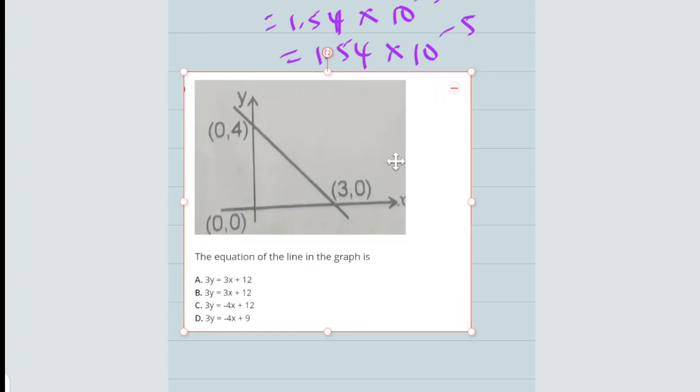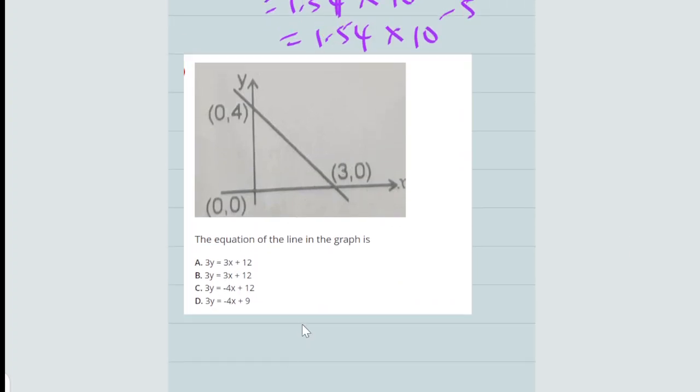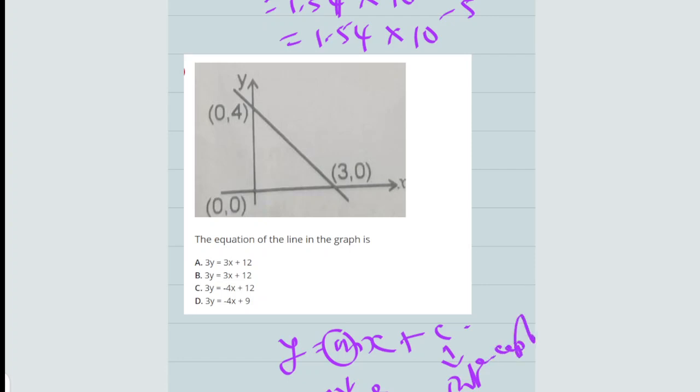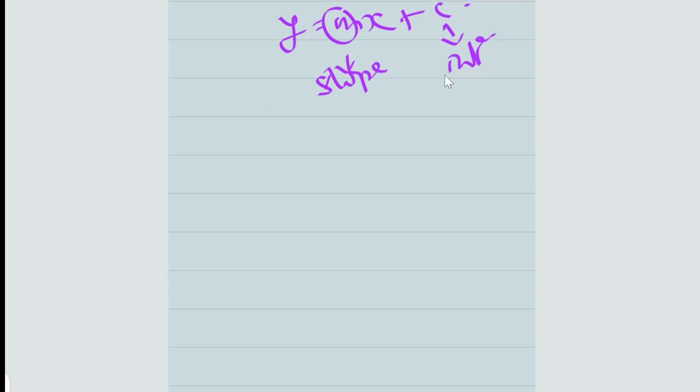Don't forget the general equation of a line. The general formula is y equals mx plus c, like I've explained before, where m is the slope and c is the intercept. And don't forget the slope, m, is y2 minus y1 divided by x2 minus x1.